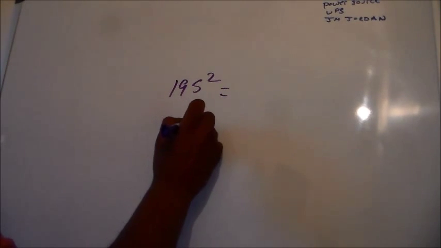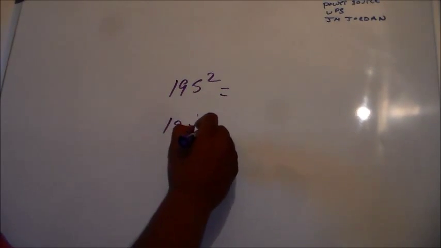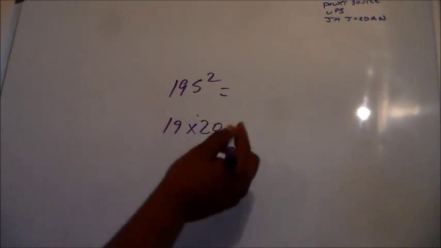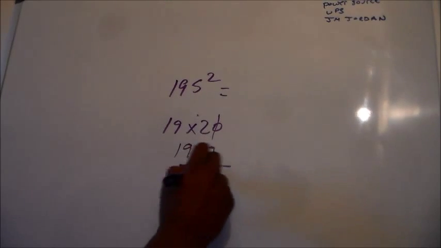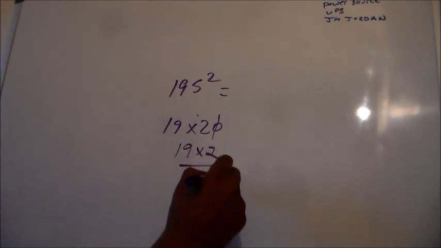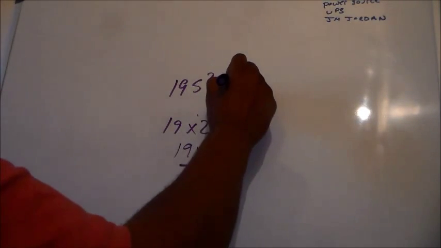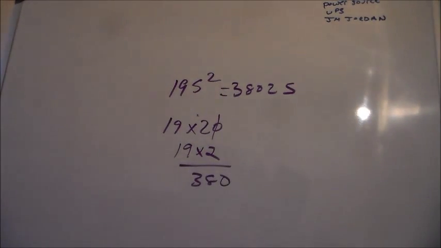So 195 squared, and it will be 190 times the next consecutive number, which is 20. Now I could look at that. Forget about this. Just 19 times 2, and I already know that that's 38. But we're gonna add it. 19 times 2 is 38. We'll add the 0 like we do with the 10s, right? So I already know that this is 38025. Okay, so we'll stop right there, and that will just give you something to work with.